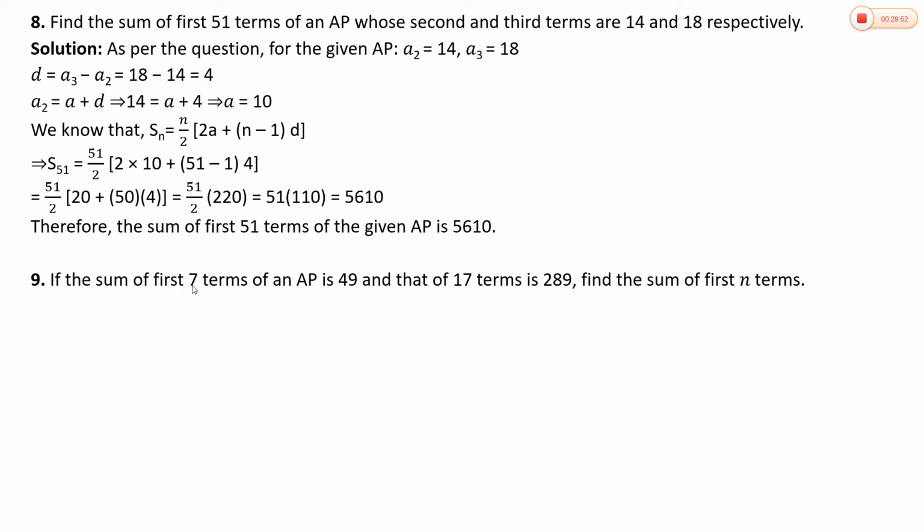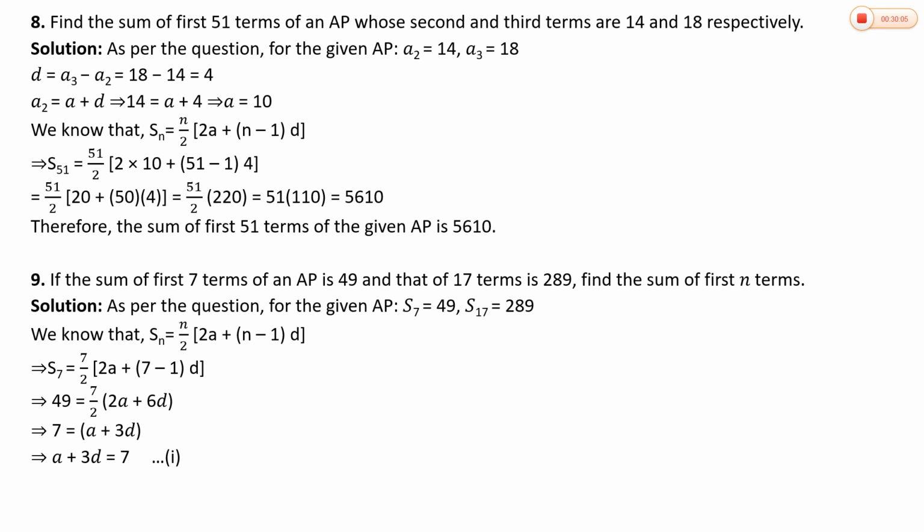Here it is given that the sum of first 7 terms, S7, is 49 and S17 is 289. These two are given to find the values of A and D. You should understand that. We know the formula to find Sn, that is Sn is equal to n by 2 into 2a plus n minus 1 into d.